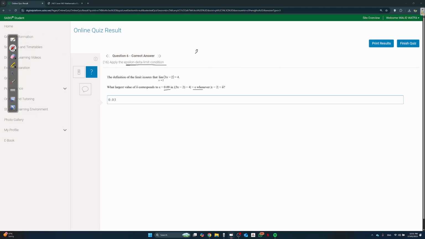So the epsilon-delta limit condition says: the limit as x approaches a of any function f of x equals some value L. Then the absolute value of x minus a is less than a value delta, such that the absolute value of f of x minus L is less than epsilon. Epsilon looks kind of like a 3. So this is the rule, and you basically just have to solve this. They actually gave everything to you.